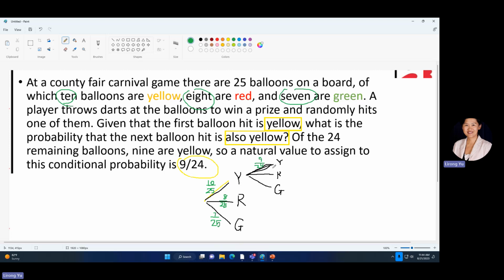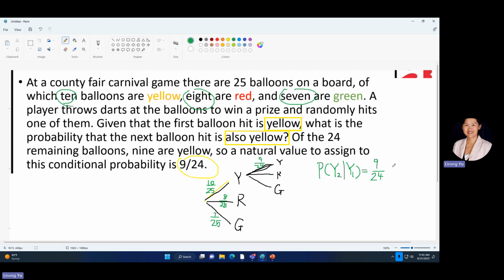If you have to write it, it's the probability of hitting a yellow balloon on the second hit, assuming the first one is also a yellow balloon. And that's what we know, the first one is already yellow. That's why we only have 24 balloons to hit, and there are only 9 yellow balloons. Denominator is the total number of balloons, numerator is the total number of yellow balloons after the first hit. Are we okay? So the representation for the 9/24 is actually a conditional probability.